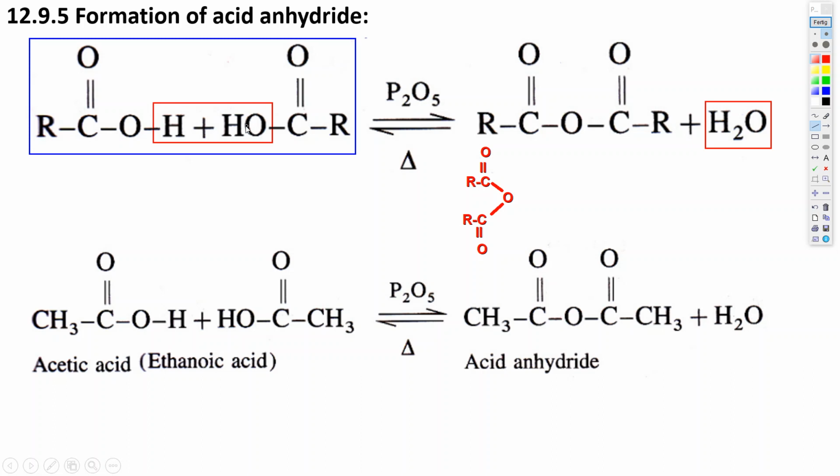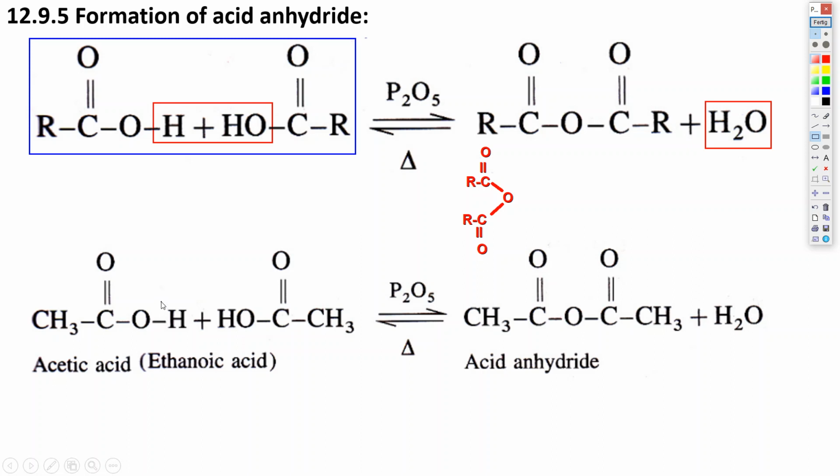So two molecules of a carboxylic acid, when heated with phosphorus pentoxide, will form acid anhydride and a water molecule. So this is the removal of a water molecule. Now its example: acetic acid. Formula of acetic acid: CH3 C double bond O, OH. Another molecule of acetic acid you can write in the reverse manner for easy writing of the reaction. So this acetic acid CH3 C double bond O, OH.